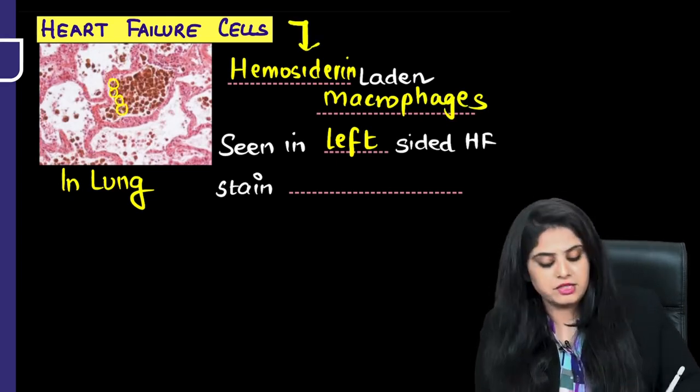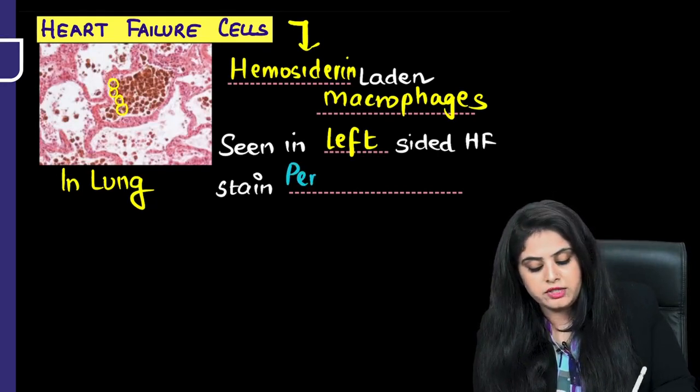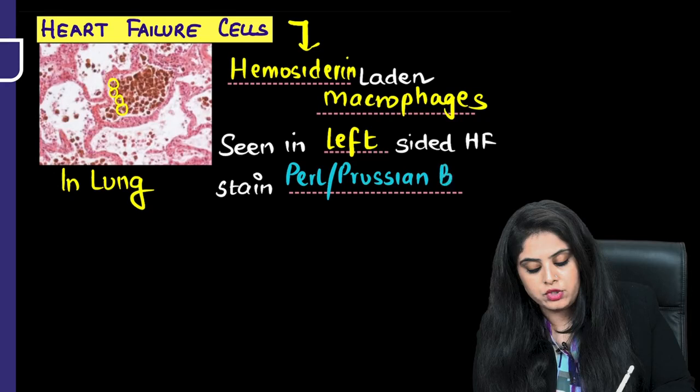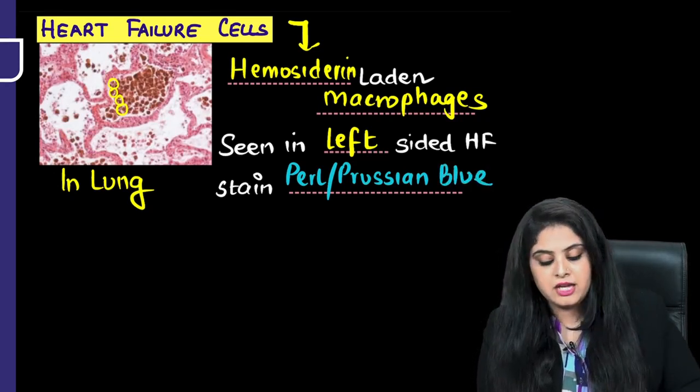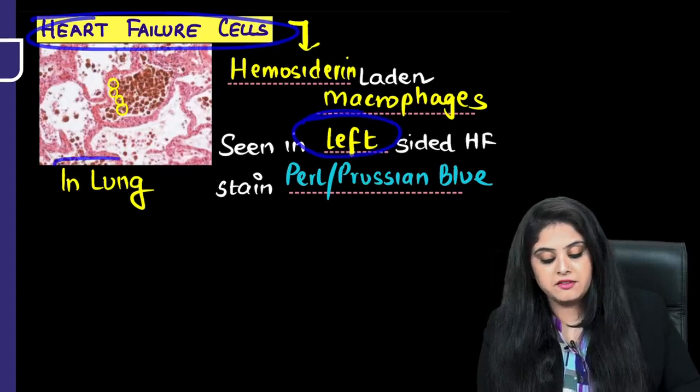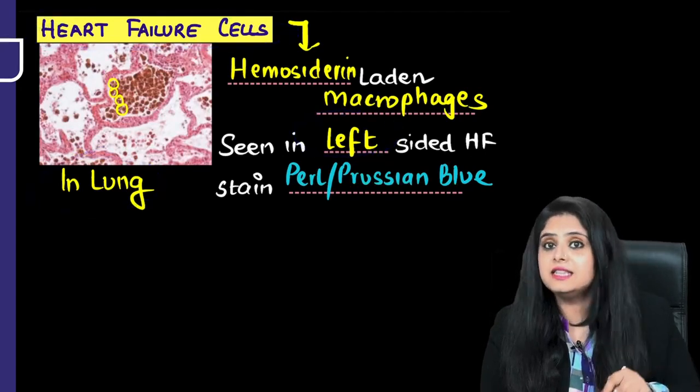And guys, if I have to stain hemosiderin, we all know that for iron, there is a very famous stain known as Perls or Prussian blue. So here exactly this is what we are going to see. Reminding you, heart failure cells, left-sided heart failure involves the lungs. So they are seen in the lungs because of left-sided heart failure.